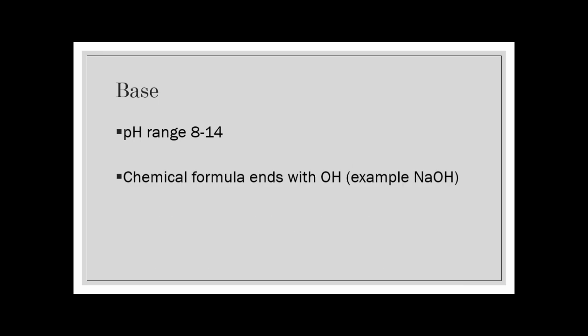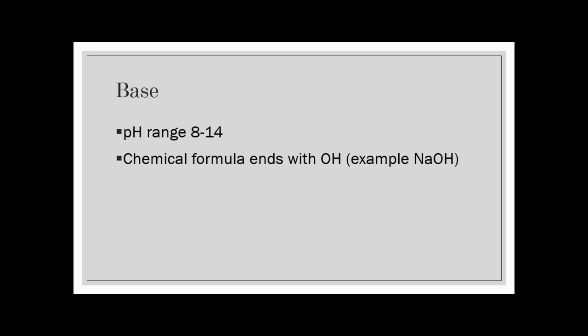Bases. A base has a pH range between 8 and 14. These typically have a chemical formula that ends in OH, that hydroxide ion that it releases. So, example, NaOH, sodium hydroxide. And when mixed with water, bases produce hydroxide ion, OH minus. So, that's a quick review of what an acid is and what a base is, and the pH scale of how we actually identify them.